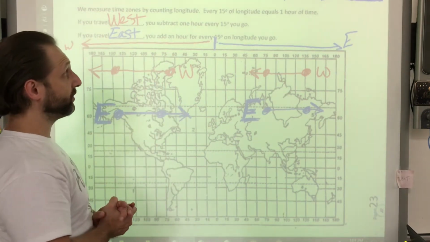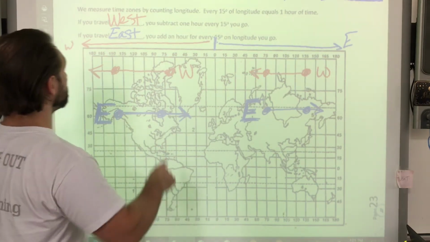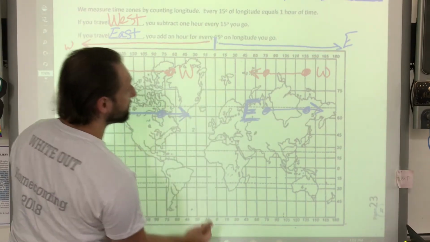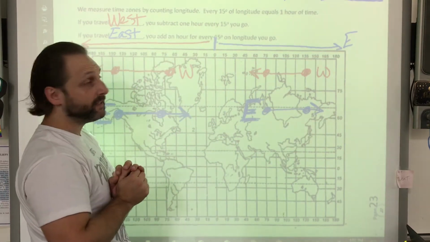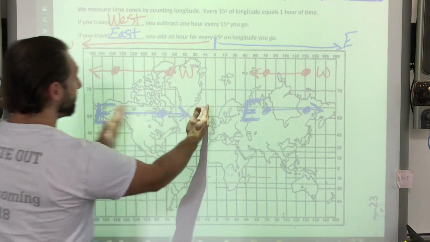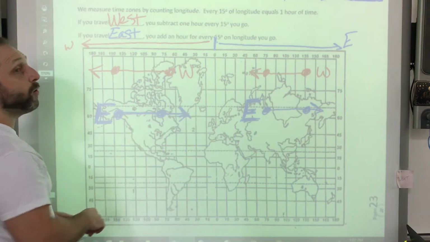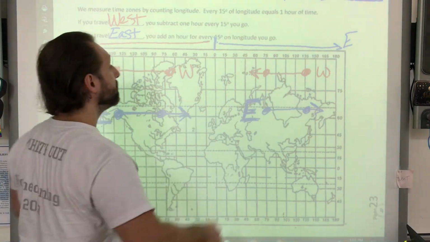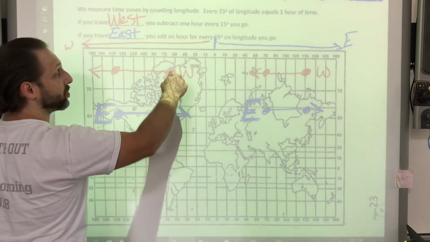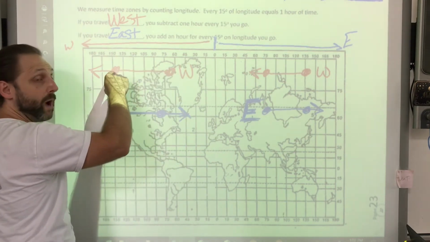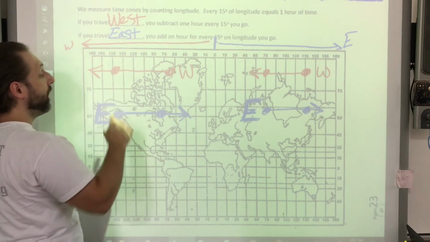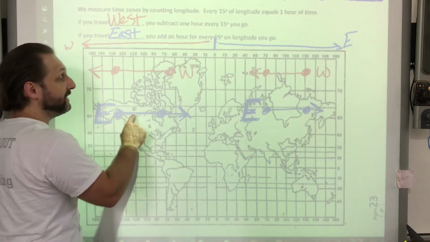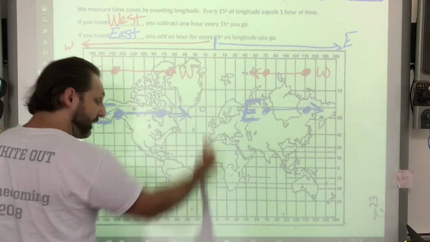Let's be a little more specific looking at this map and discussing further that when we're going east, we're adding time. Here's the prime meridian right down the center. East of the prime meridian is the eastern hemisphere. West is the western hemisphere. Now, in each hemisphere, you can travel east and west. If I'm in the western hemisphere, I can start here and go more west in the western hemisphere. I could also be here in the western hemisphere and travel in the east direction in this hemisphere.